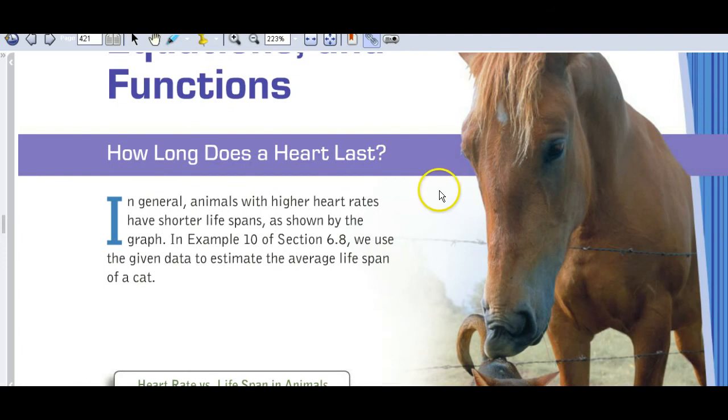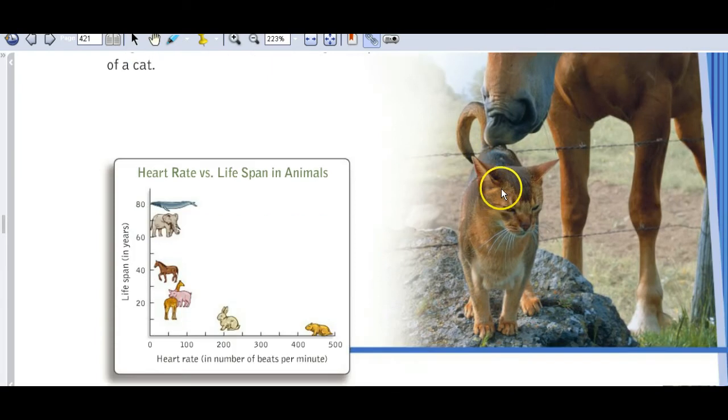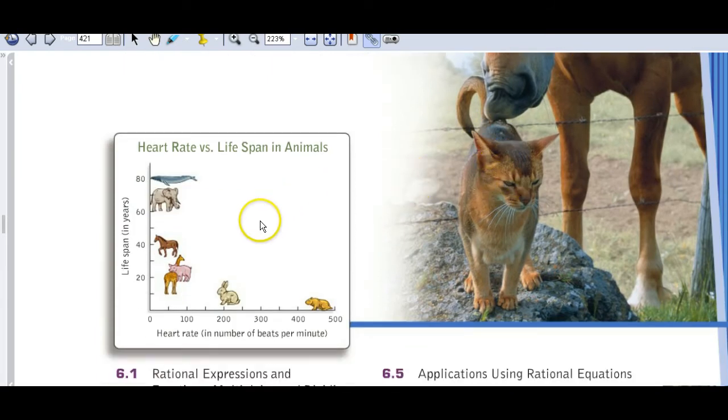Here's a question. How long does a heart last? In general, animals that have higher heart rates have shorter lifespans, as shown by the graph. In example 10 of section 6.8, we use the given data to estimate the average lifespan of a cat. Okay, so where is the cat here? I don't see a cat. Oh, maybe, is that a cat? I don't know. Anyway, it'll tell us.